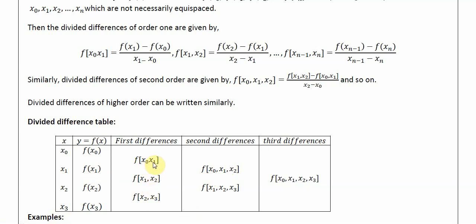I started from x0, x1, x1, x2. Therefore, from x0 to x2 is there in my divided difference. Therefore, it is f of x0, x1 and x2.